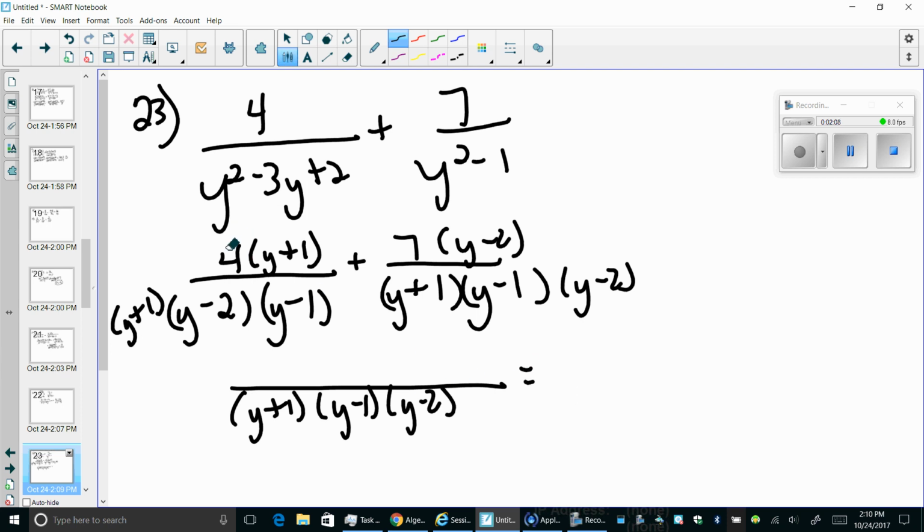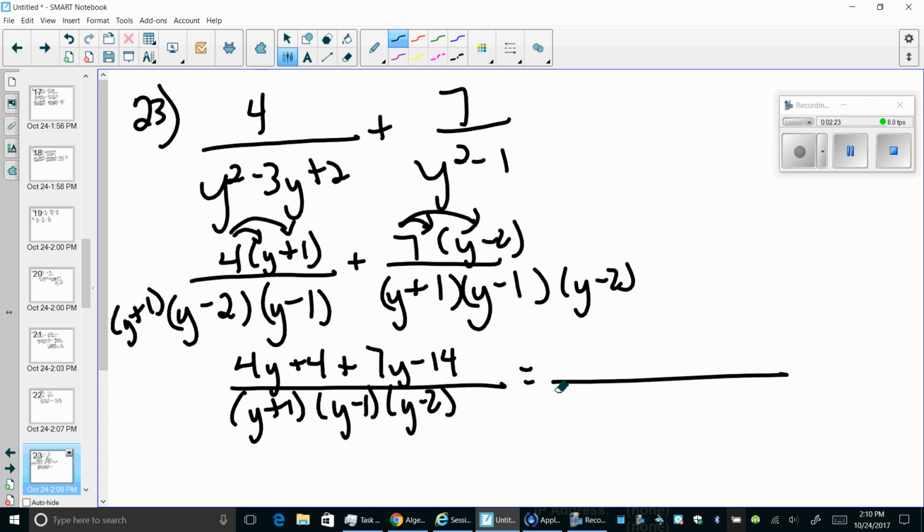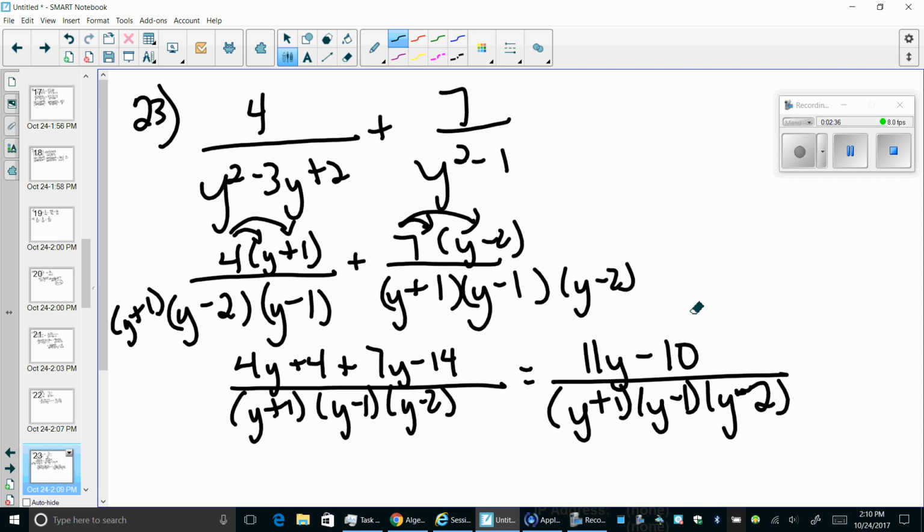So the bottom is going to be y plus 1, y minus 1, and y minus 2. And the top is 4 times y plus 1, which is 4y plus 4, plus 7 times y minus 2, which is 7y minus 14. So the bottom, again, is still y plus 1, y minus 1, and y minus 2. And the top is 11y minus 10. 11y minus 10 over y plus 1, y minus 1, and y minus 2. So my answer is D.